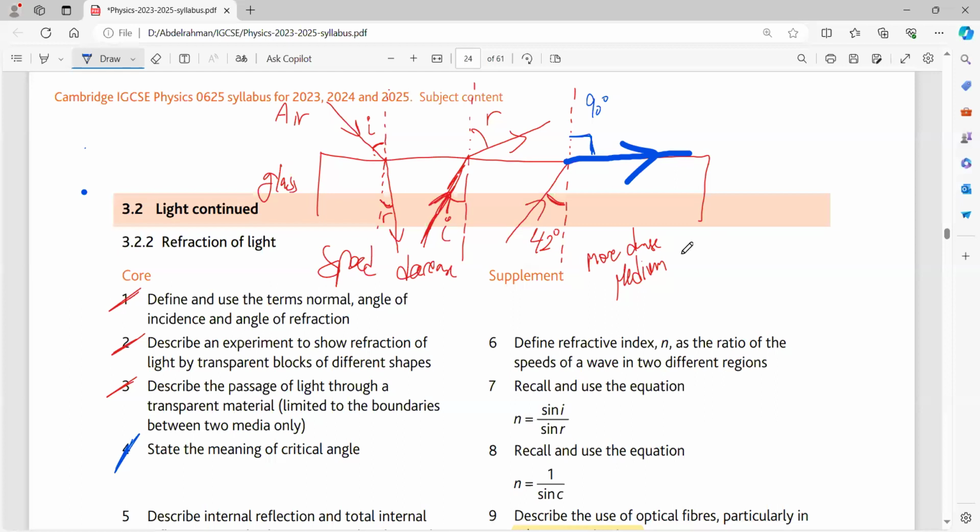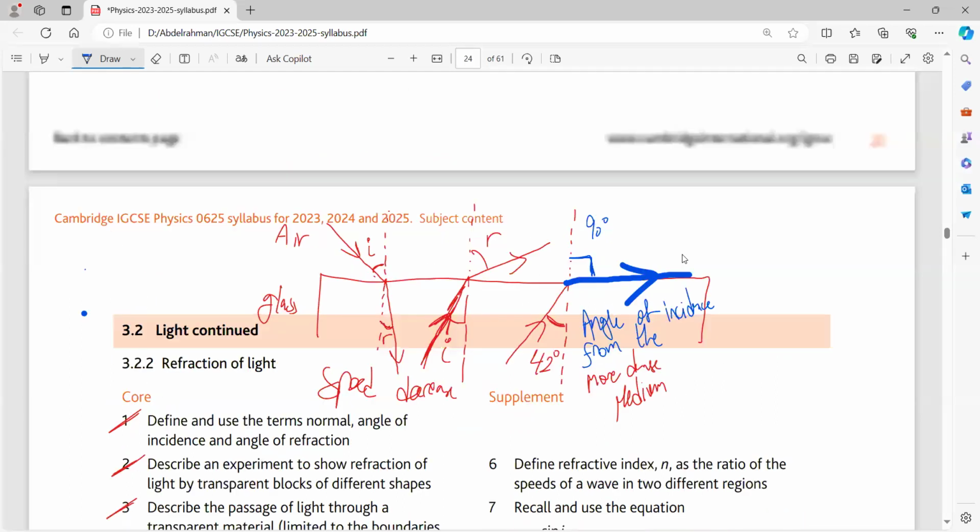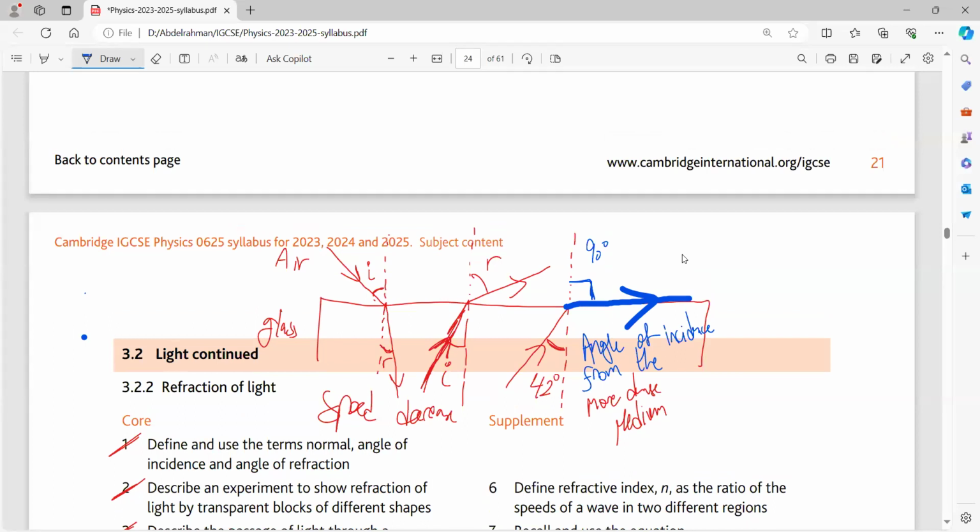It's an angle of incidence from the more dense medium. It has to be moving from the more dense medium. Why? Because the angle of refraction has to increase. If the ray was moving from the air to the glass at an angle of incidence of 42, what would happen? The angle would decrease. It would be less, 25 degrees, for example.